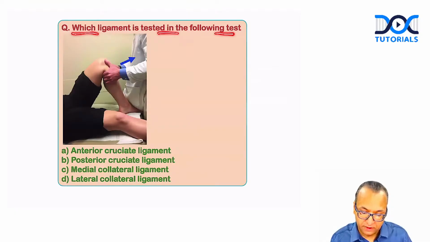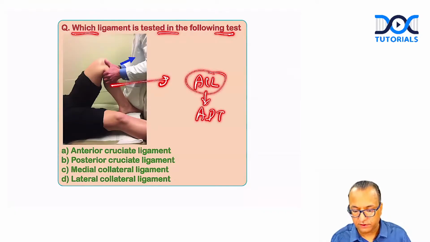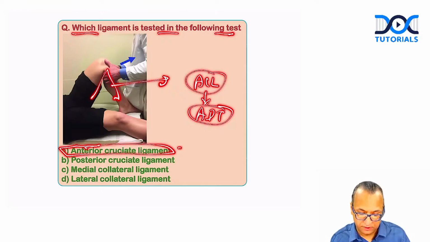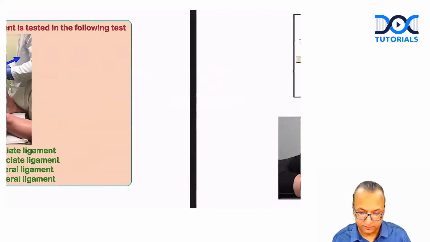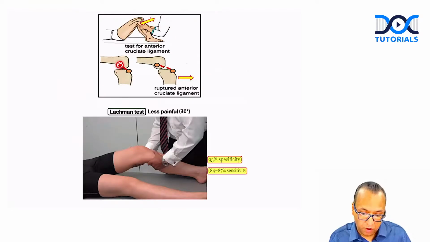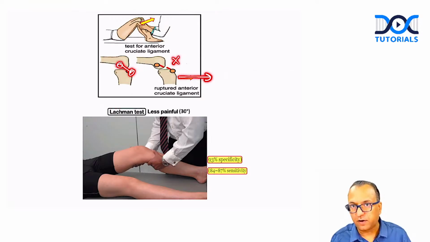Which ligament is tested? You are pulling the tibia anteriorly. ACL, you are checking. Anterior drawer test you are doing, at 90°. ACL normally prevents anterior displacement of the tibia, but if it is torn, you can pull the tibia anterior. The anterior drawer test will come positive in ACL injury, but it is painful because you are doing it at 90°.